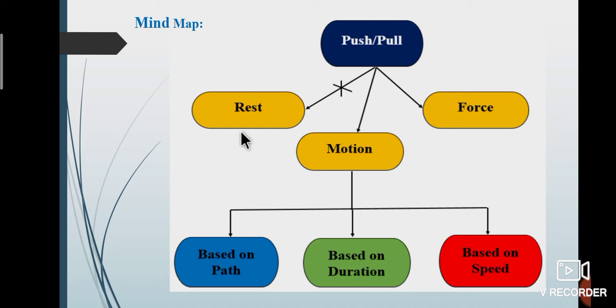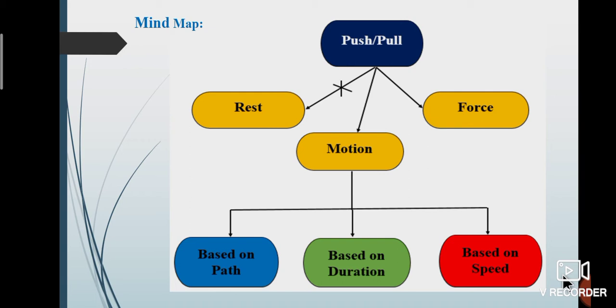Okay. Motion is classified into three categories. One is based on path, another one is based on duration, and the third is based on speed. Based on path, motion is classified into 6 types: linear motion, curvilinear motion, circular motion, rotatory motion, oscillatory motion and zigzag motion. Based on duration, motion is classified into 2 types: periodic motion and non-periodic motion. Based on speed, motion is classified into 2 types: uniform motion and non-uniform motion.